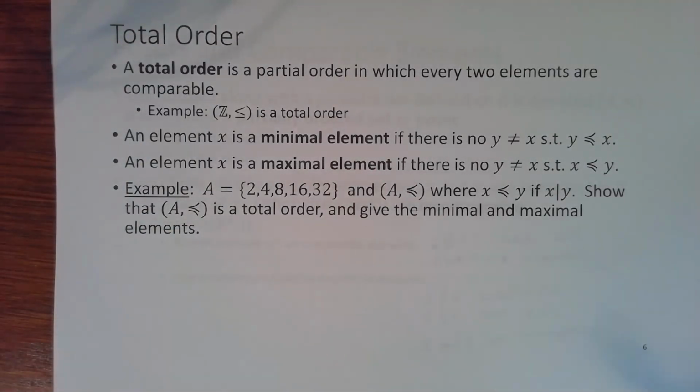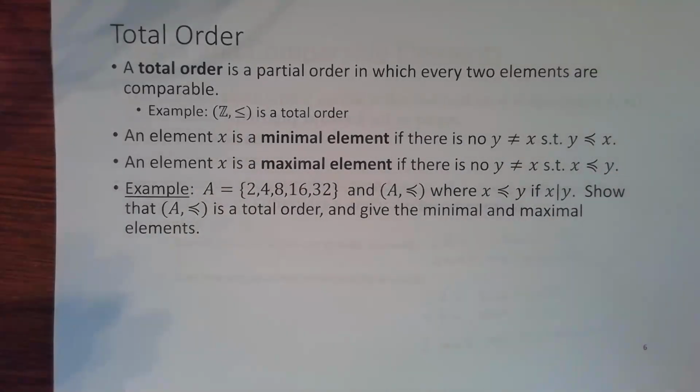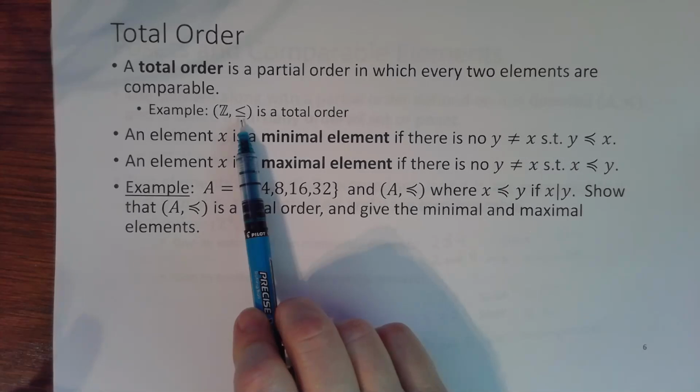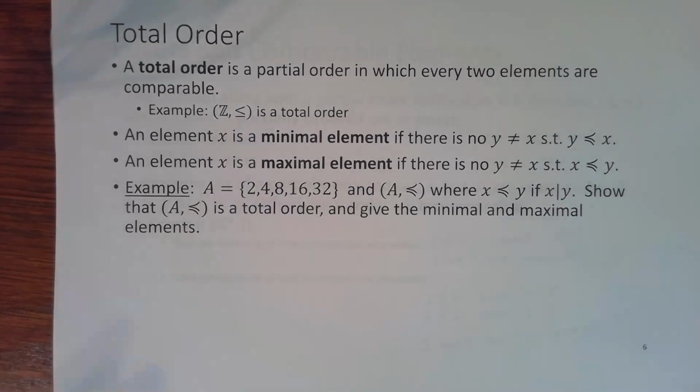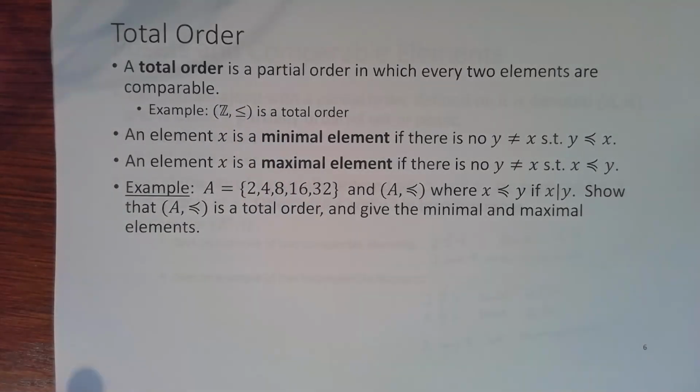An example there is our set of integers with less than or equal to. No matter which elements I pick, I'm always going to be able to find a less than or equal to relationship between them. So 2 and 5, yes, 2 is less than or equal to 5. 2 and 4, sure, 2 is less than or equal to 4. Since every pair is comparable, that is called a total order.